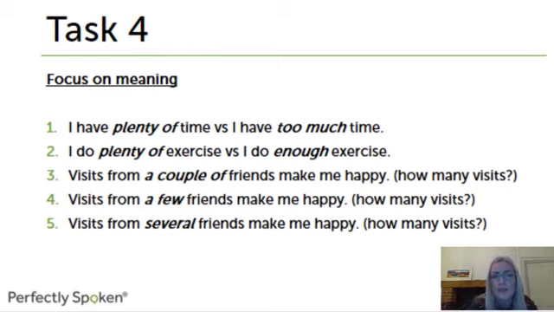But what's the difference? So number 3, if I say I enjoy visits from a couple of friends, or visits from a couple of friends make me happy, how many visits? Can you put a number to it? 1? More than 1? Okay? What about number 4? Visits from a few friends make me happy. How many visits then? 1, 2, or 3, or more? And we know it's more than 1 because it says visits, so it's already plural. But tell me the number so I can see that you know the difference between these quantifiers.